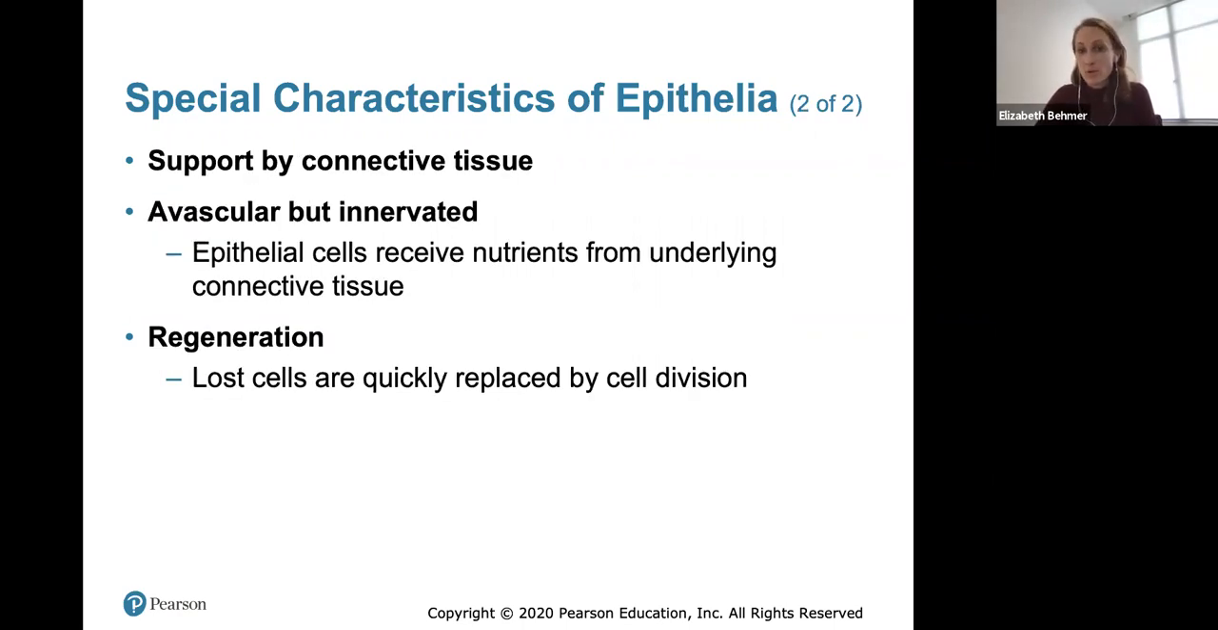Epithelial tissue is supported by connective tissue. It's avascular but innervated. So what that means is that epithelial cells do not have blood vessels. They have nerves in them, but they don't have blood vessels in them. So they receive their nutrients from underlying connective tissue. And epithelial cells have the ability to regenerate. Their lost cells are quickly replaced by cell division.